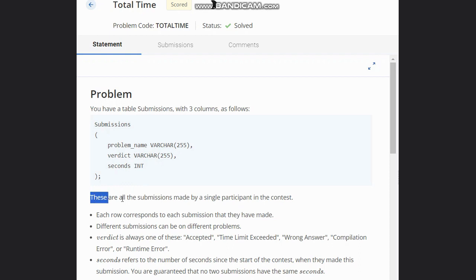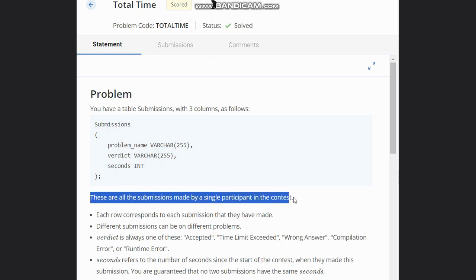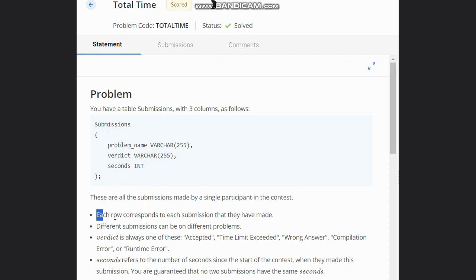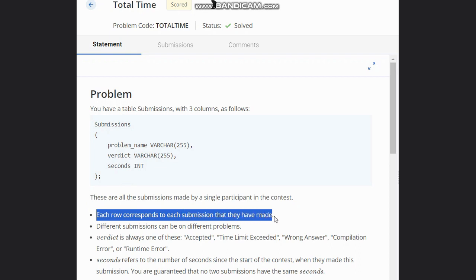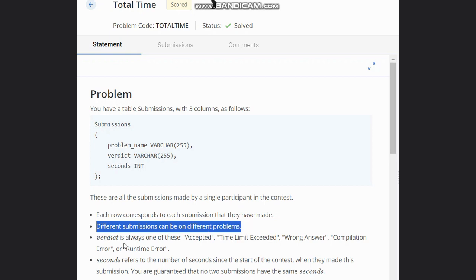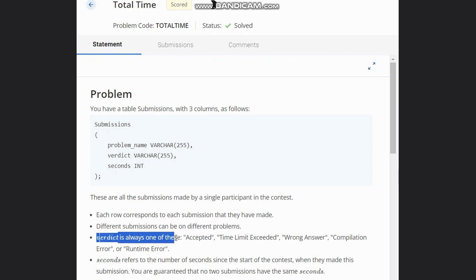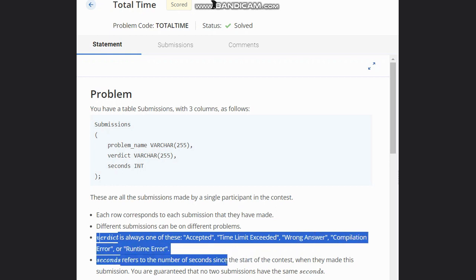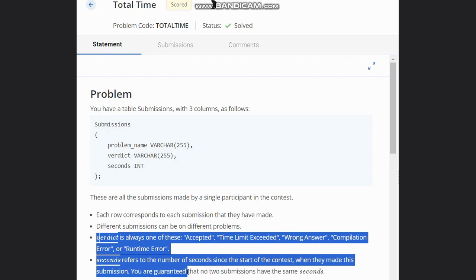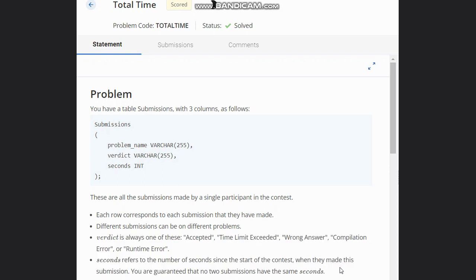And these are all submissions made by a single participant in the contest. Each row corresponds to each submission that they may have made. Different submissions can be on different problems. Verdict is always one of these: accepted, time limit exceeded, wrong answer, compilation error, or runtime error. Seconds refer to the number of seconds since the start of the contest when they made this submission. You are guaranteed that no two submissions have the same seconds.